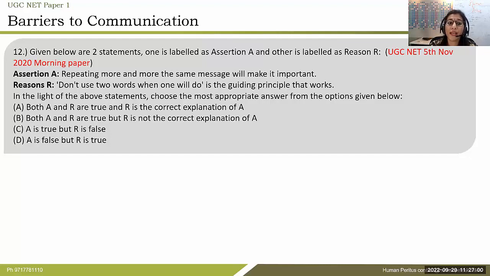Why? Because repeating the same message again and again is not going to make it important. The sender may behave in that way, thinking that once you repeat the same message again and again, it will become important to the receiver. No, it will become monotonous and boring. So in that case, the true option is that A is false and R is true. Option number D. All right. Next question.